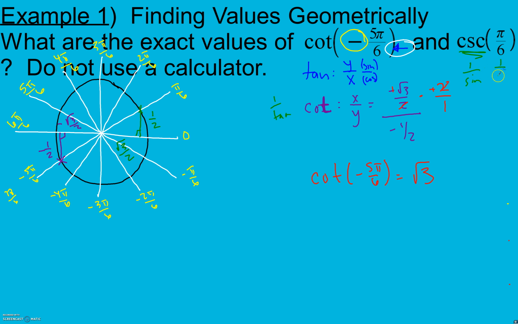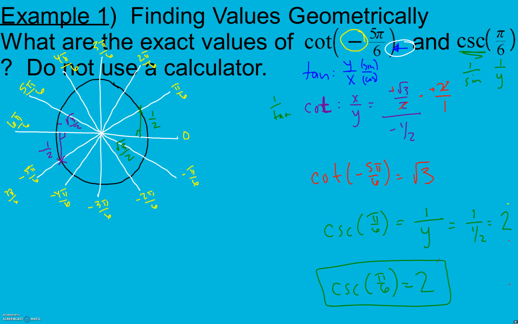Sine is our y value. So cosecant of pi over 6 is the same as 1 over y. And here, my y value is a half. So 1 divided by a half is going to give me 2. So cosecant of pi over 6 is 2. The other thing we could have done, guys, is taken our sine and then taken the reciprocal of it too, instead of just setting up that fraction.